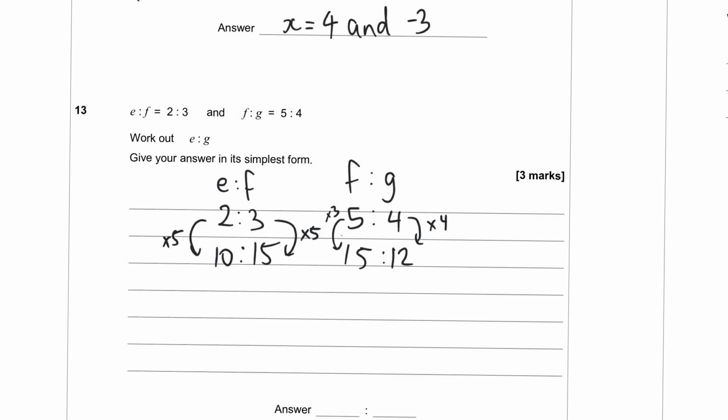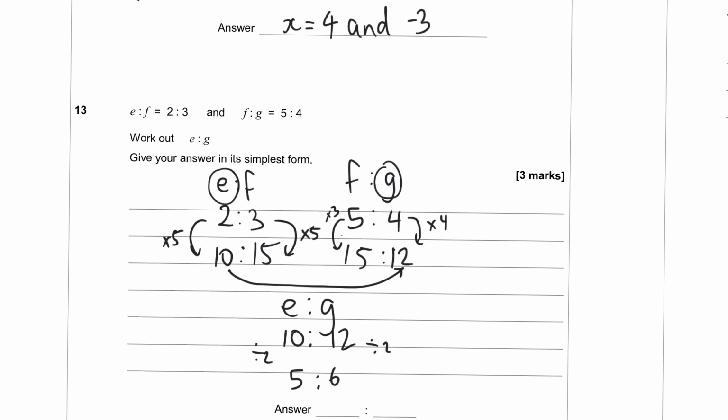So therefore, if we're trying to make E and G equal to each other as a ratio, it's going to be the same as 10 to 12. And if we simplify that ratio, so divide them both by 2, you'd be left with 5 to 6. We can't simplify that any further, and that's our final answer.